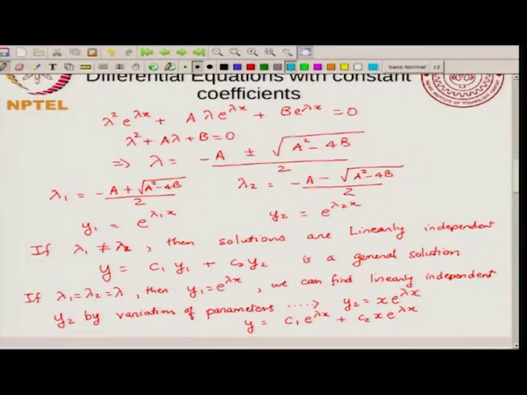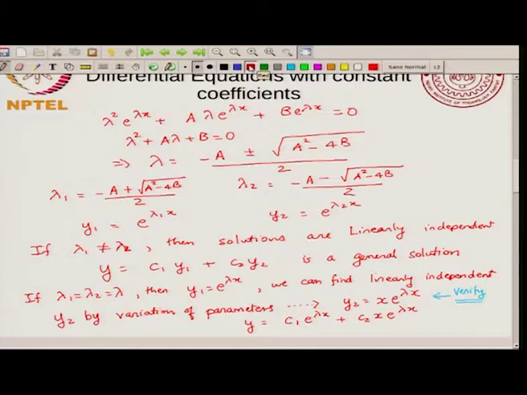I will just say that you can verify this using the methods that we did in the last class. So, you write your y2 as u times y1, and then you substitute in the differential equation, and after all the cancellation, you will find that u prime equals 0, and so u will be equal to a constant capital U. Since u is a constant, your small u just becomes equal to x. And so, I can write y2 as x e to the lambda x.